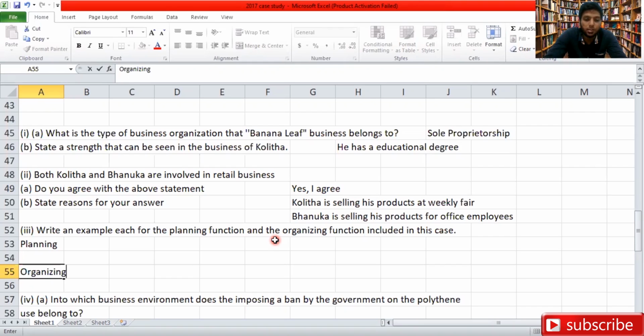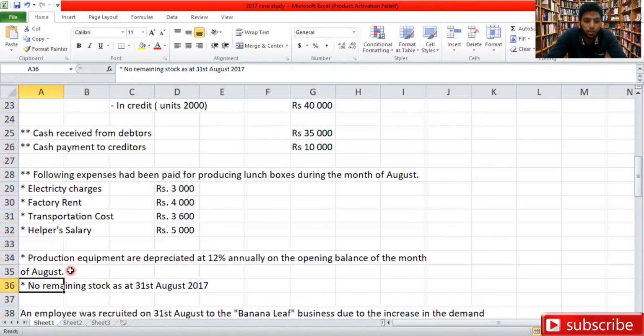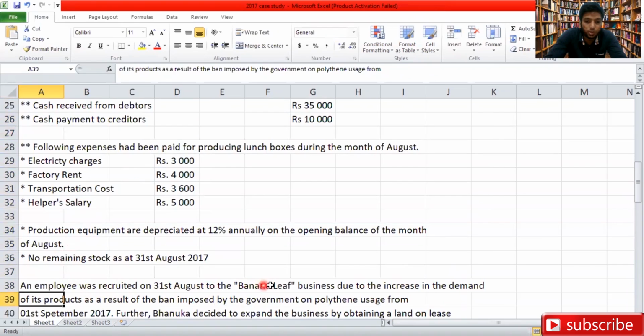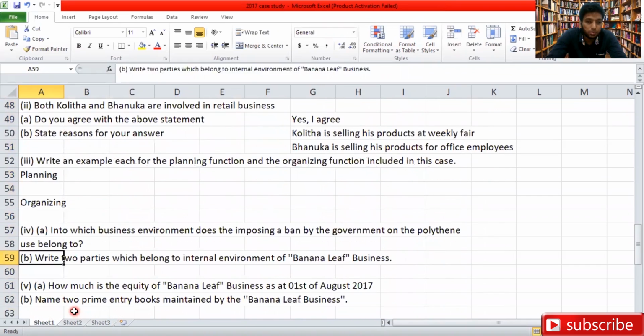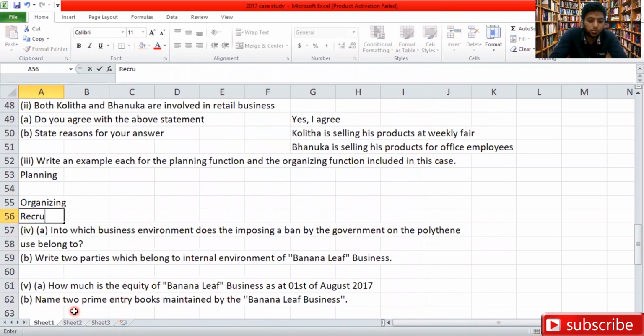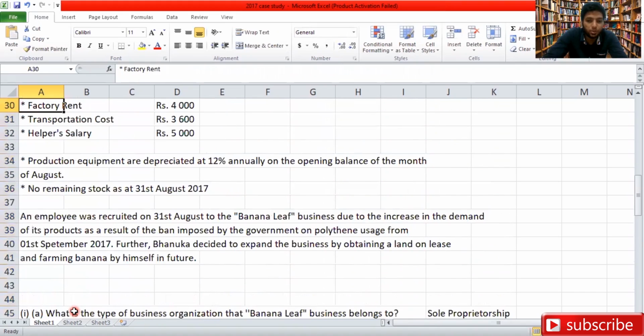When it comes to planning, they need to see what they have planned for the future. Now here, in this case, we can see what Bhanuka has planned, and for organizing, what resources they have allocated. So if you see this case study, let me move on to this part. You can see an employee was recruited on 31st August for the banana leaf business. So this recruitment is also resource allocation. So we can say employee recruitment is a part of organizing. So I can write under organizing, recruiting an employee.